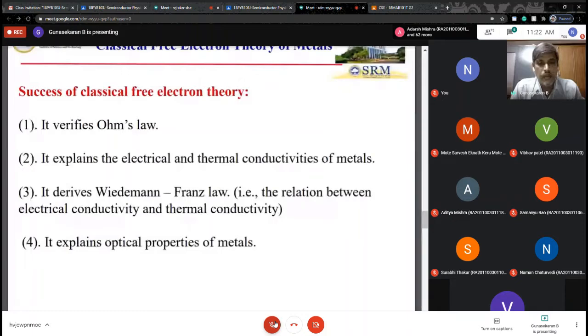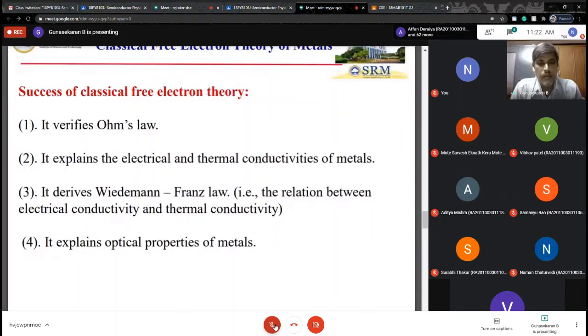So these are all the advantages or successes of the classical free electron theory, especially the Drude and Lorentz theory that was proposed in 1900. Do you understand this? Say yes or no. Yes, sir. So these are the major ones.